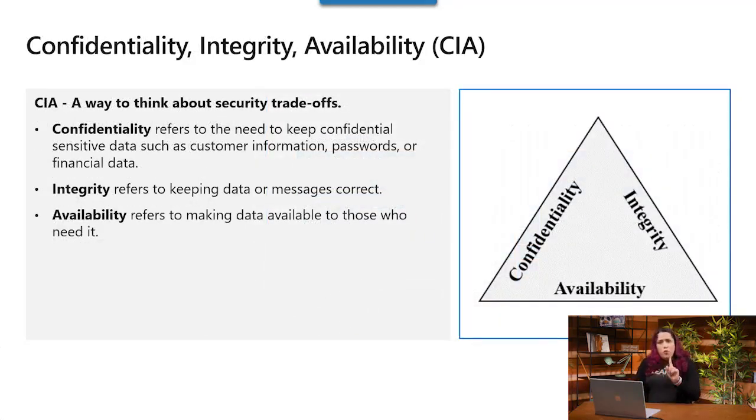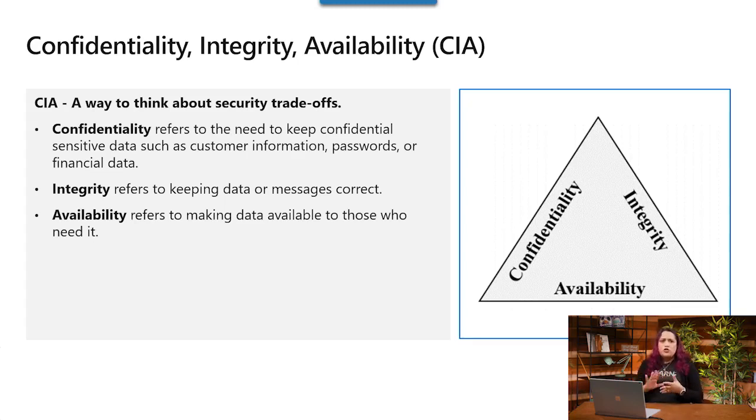Now, there's one more model that I want to share with you before we get into the different threats and some of the tools you have to protect yourself. This model is the CIA. I'm not talking about the CIA like Men in Black chasing down aliens, but instead, this model is used to think about trade-offs when it comes to securing your data: the confidentiality, integrity, and availability model.